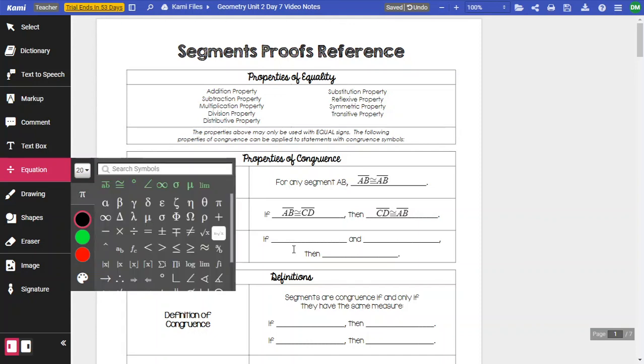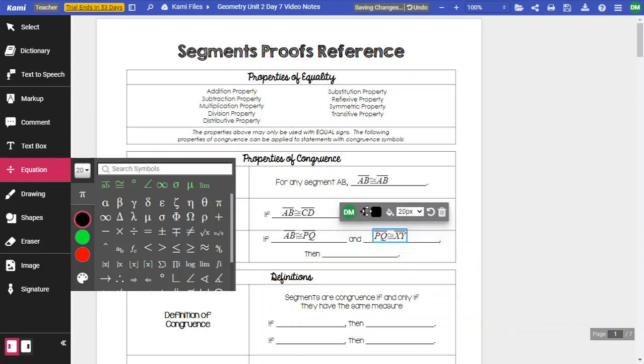property of equality. So if we've got segment AB is congruent to, let's use PQ this time, to segment PQ, and so this is a statement with two conditions here. And segment PQ is congruent to segment XY.